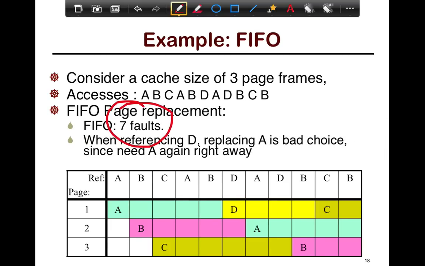When referencing D, replacing A was a bad choice, right? Because you needed A in the near future, but you didn't really pay attention to that. You just thought that because A was referenced a long time ago, essentially the first one brought in, it would be the first candidate to replace as well. You were fair, but you lost out because the access stream itself is not uniformly distributed.